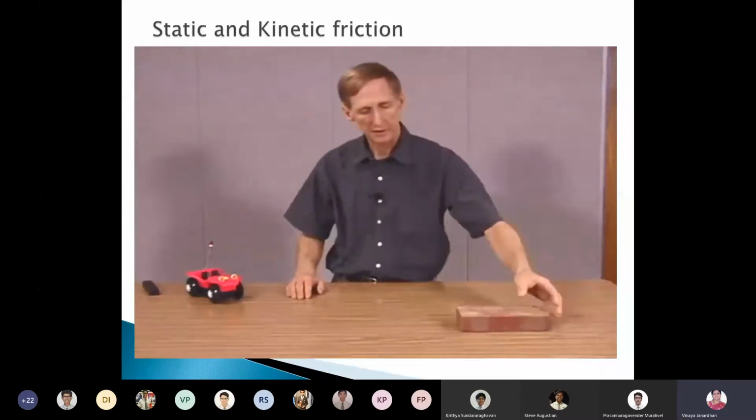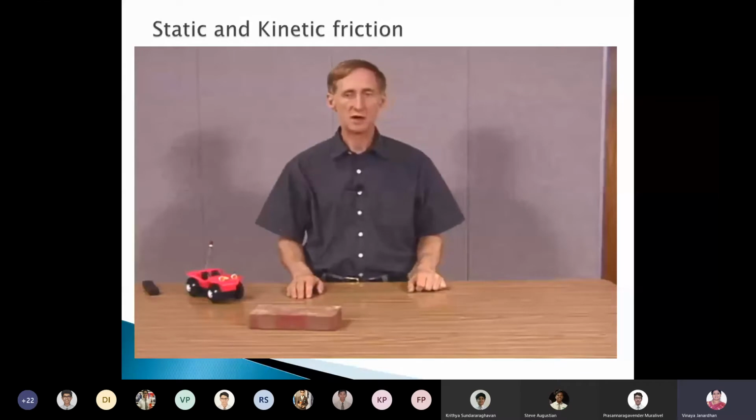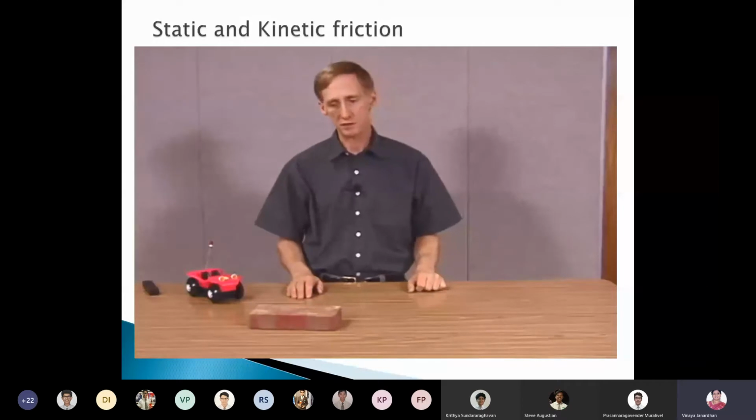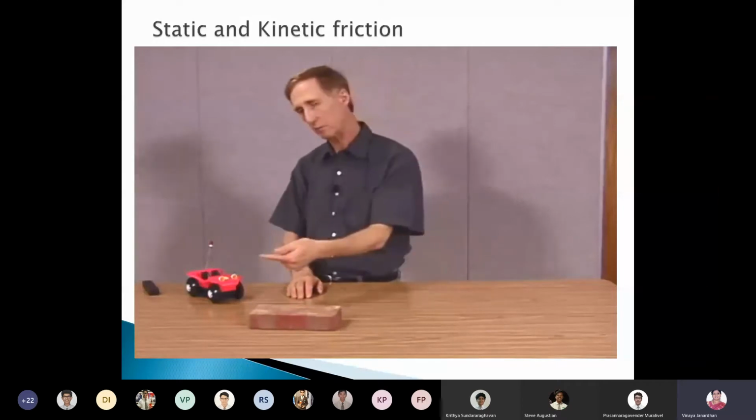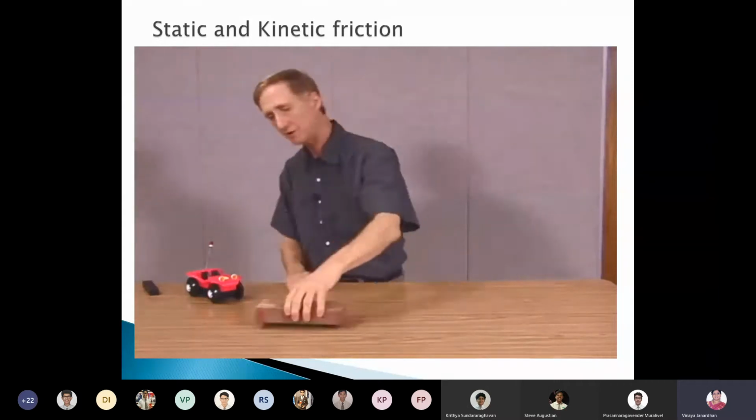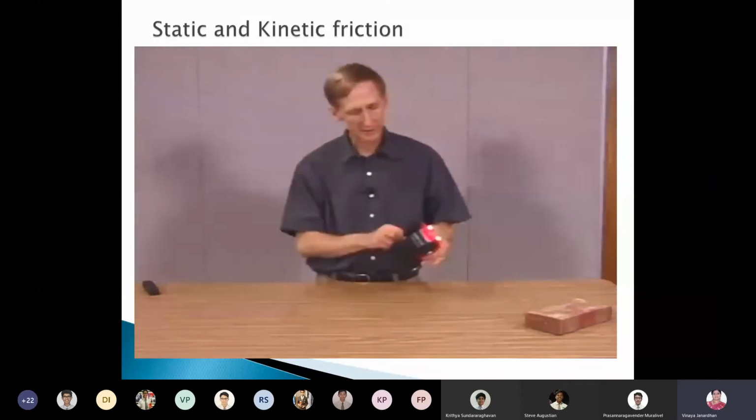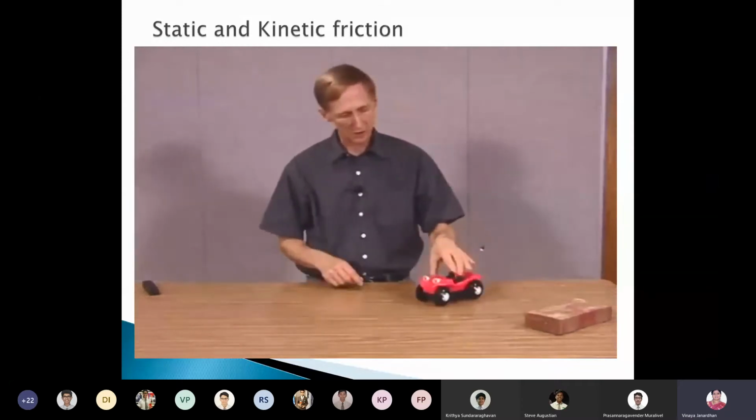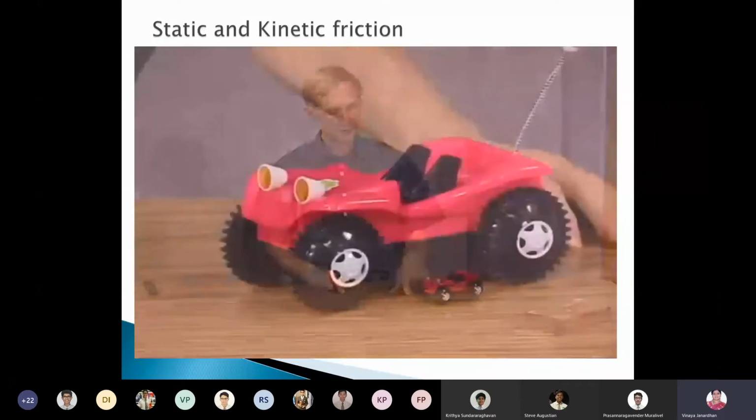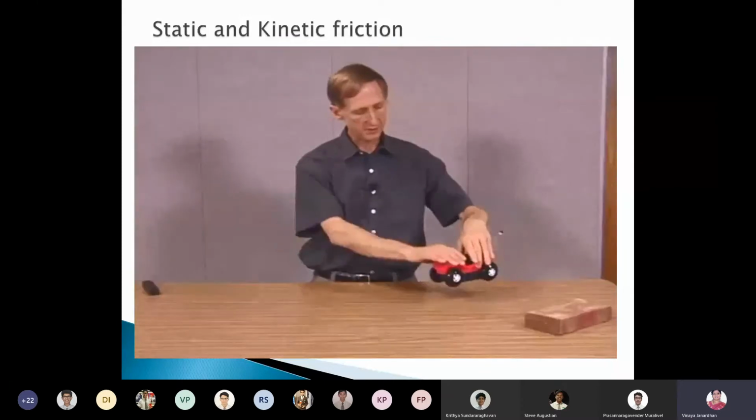Now, the characteristic of kinetic friction force is that the force always acts opposite the direction the object is moving. So the brick moves this way, the kinetic friction force is that way. All right, let's take a look at another kind of friction force. An example of this one is the force between the tires of a car and the road. Let's get this car going.